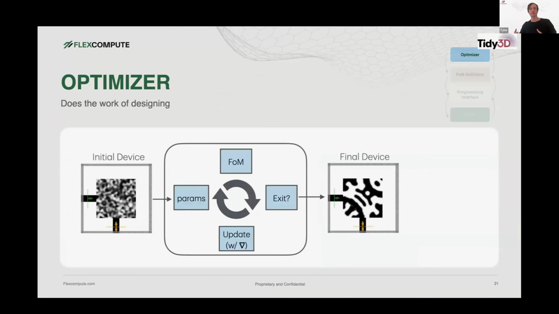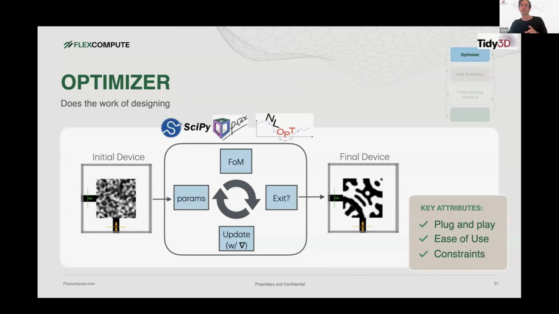And finally, the optimizer. Again, we need an optimizer. It does the work of taking the initial device, computing the figure of merit, and figuring out whether the figure of merit is good enough. If not, it uses the gradient of the figure of merit with respect to the parameters to update the parameters. It keeps repeating this process until you get a final device. There are a lot of very good open source optimizers out there, and we decided not to implement our own. Instead, you can use one of these, and it works perfectly fine because our tool integrates so easily with them. So we'll ignore this part as well for the rest of the talk.